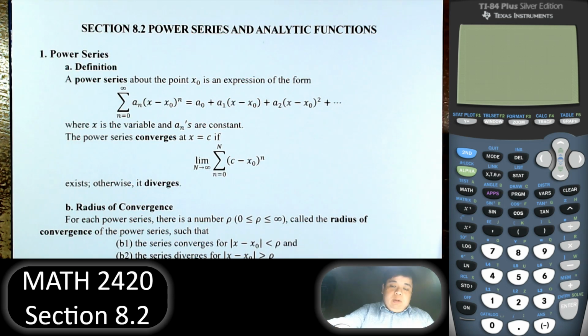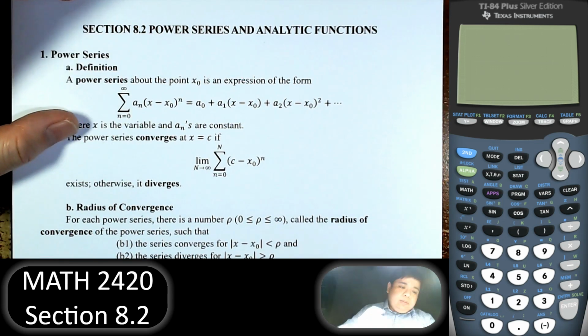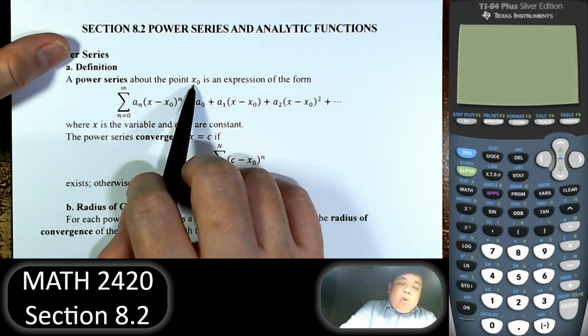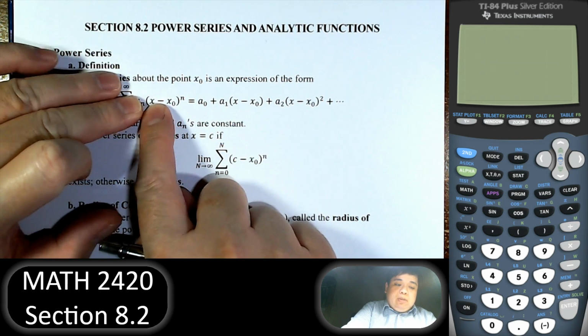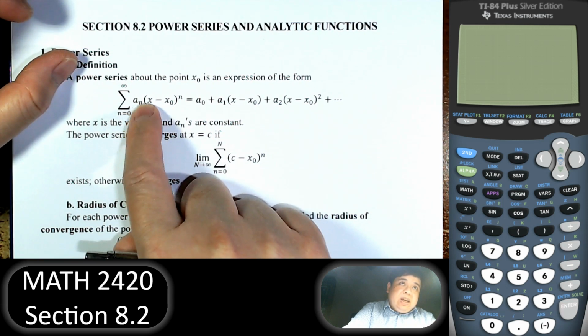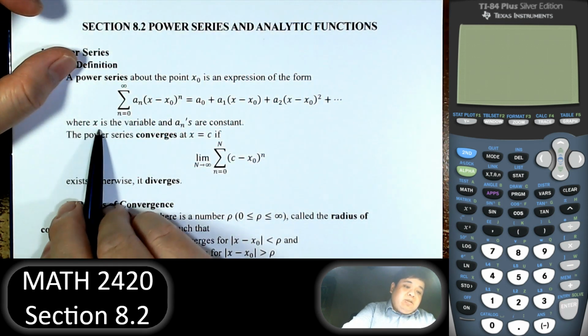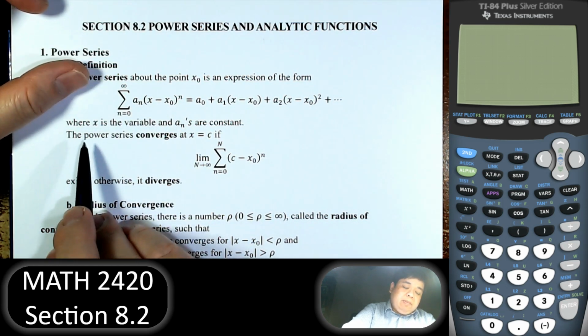Before we study more about power series and differential equations, we just need to go over a few things about power series. A power series about the point x0 is an expression of the form: the sum from n equals 0 to infinity of a sub n times x minus x0 to the n. So this is what makes it a power series. x is the variable and the a sub n are constants called the coefficients of the power series.